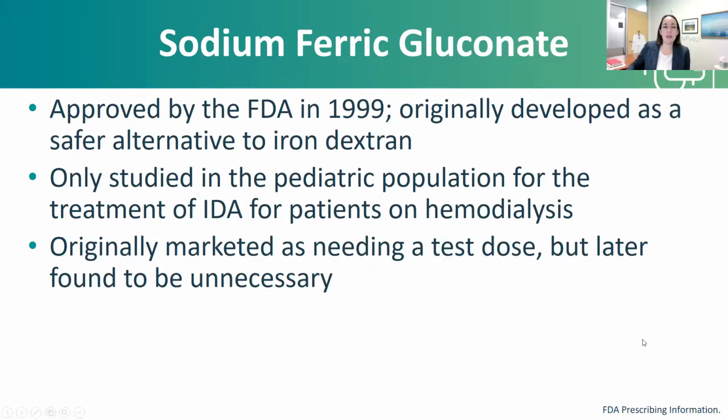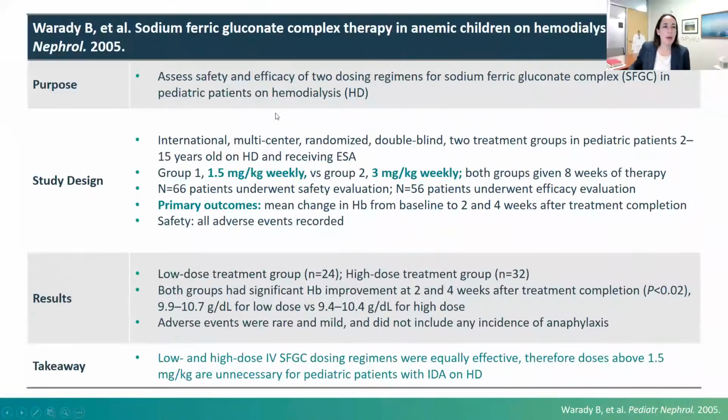Originally you needed a test dose, but later found to be unnecessary, so you don't have to avoid that. This was a study published in Pediatric Nephrology in 2005, looking at 2 different regimens of ferric gluconate, 1.5 mg per kg versus 3 mg per kg. So these are both pretty low dose. I think it's a good drug. I think it's good for patients who are on hemodialysis, who are already coming in regularly to clinic. They can get a boost of IV iron that's safe and effective along with their other infusions.